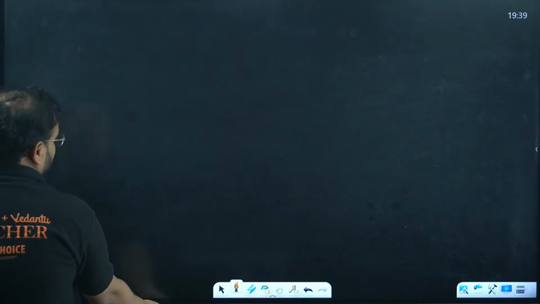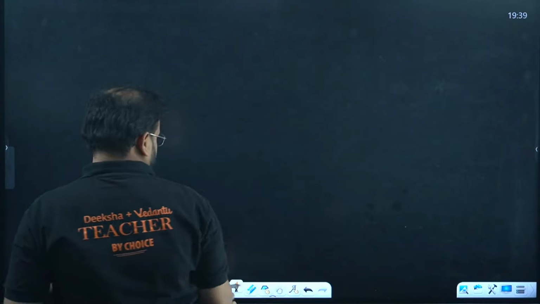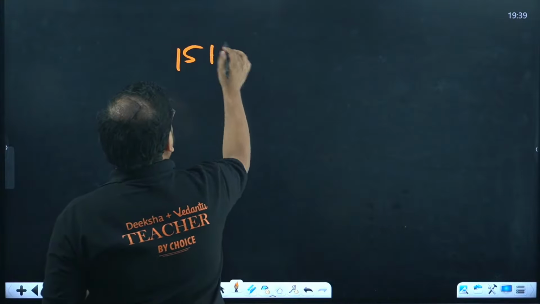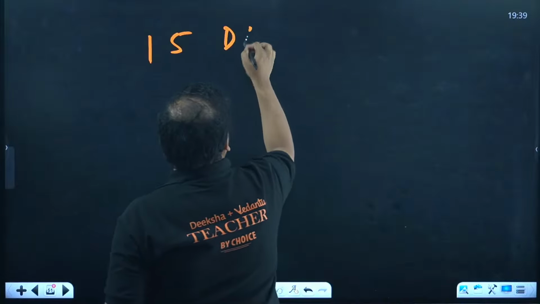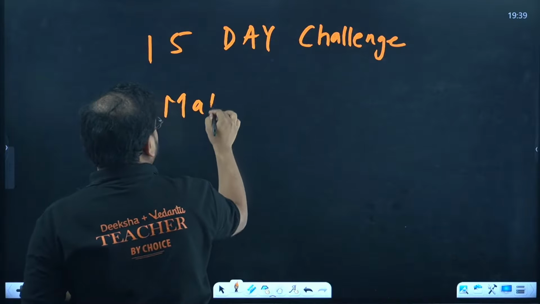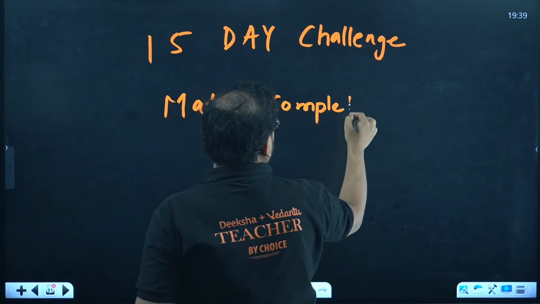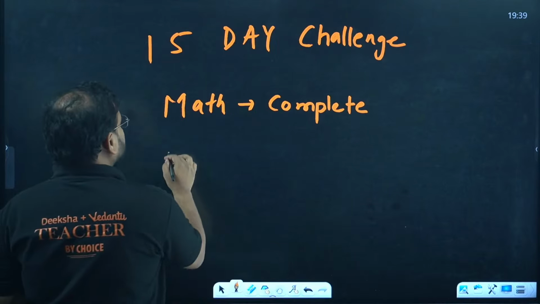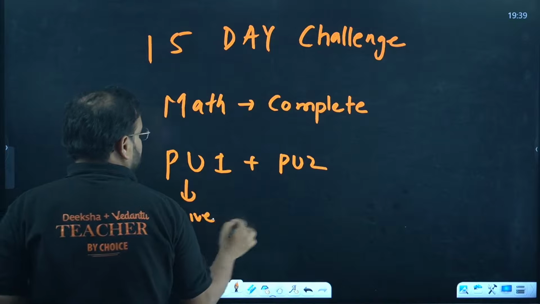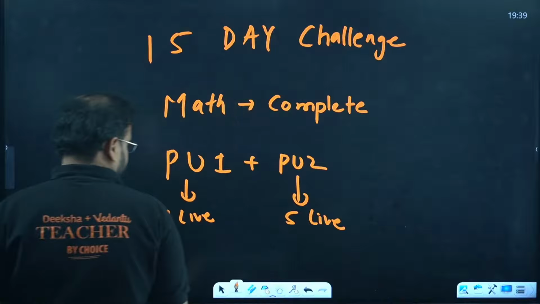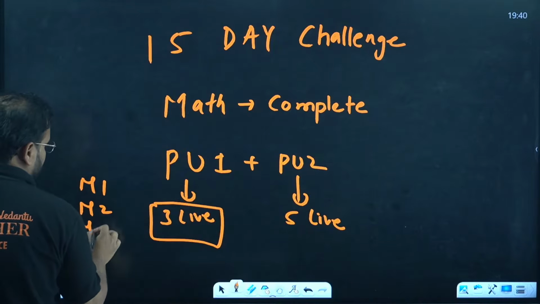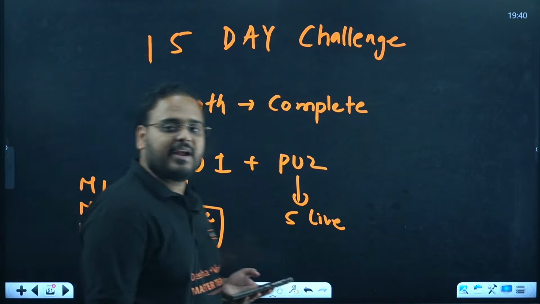So what I have done so far: your 15-day challenge for math is complete. I think for physics also it is complete. In that I've discussed PU1 and PU2 all chapters. In this I've taken 3 live classes, and in this I've taken 5 live classes. The first 3 lives, 1, 2, 3, were Math 1, Math 2 and Math 3 for PU1, and then 4, 5, 6, 7, 8 were for PU2, guys.